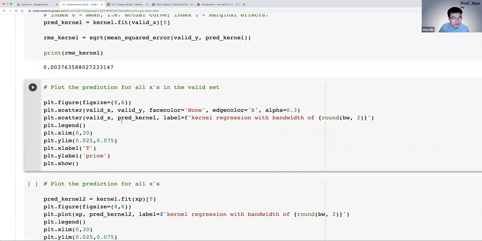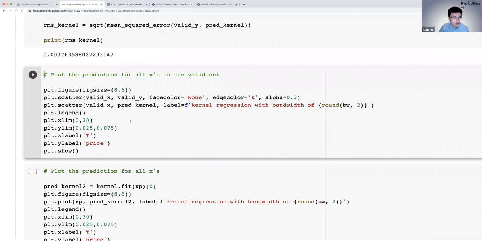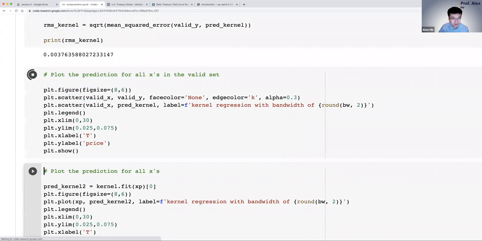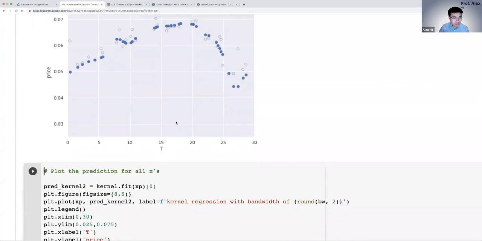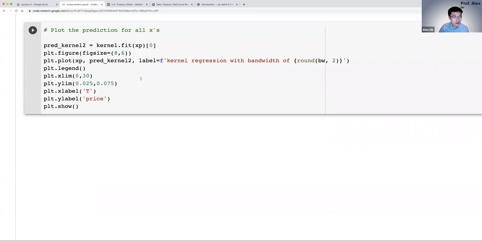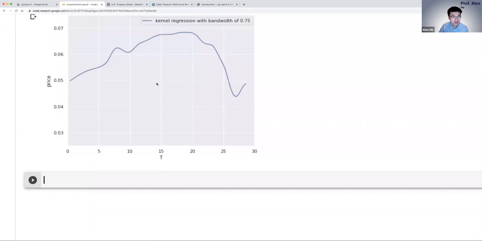Okay. And finally, we can also plot what our functions look like. First, we can plot the prediction in the valid set and compare that with the actual values. I think the blue dots are the predictions, and these clear dots are the actual values. So they're really close to each other, right? And then you can also fit that function to evenly spaced points along the x-axis, and that allows you to plot this whole function.